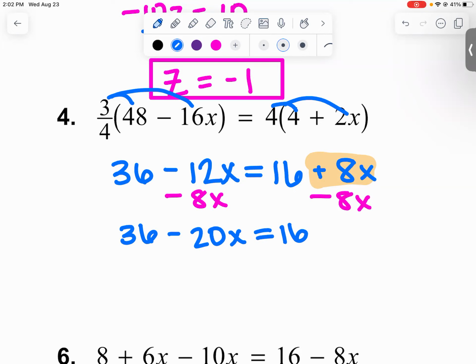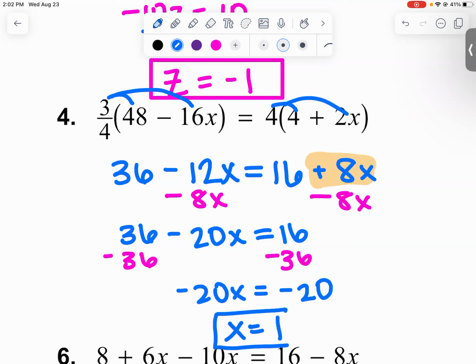Jacob, what do we do with that 36? We would need to subtract 36. So -20x would equal -20. This is lame. It's the same answer. Actually, it's not the same answer. Oh, you are right. It is a positive one.